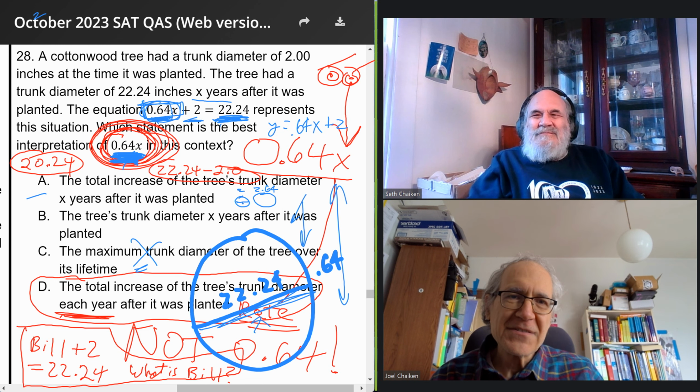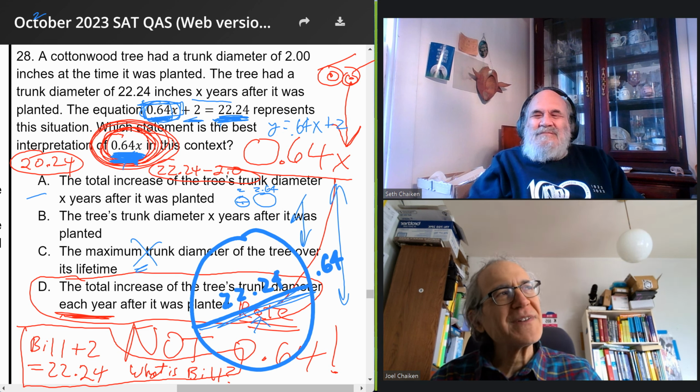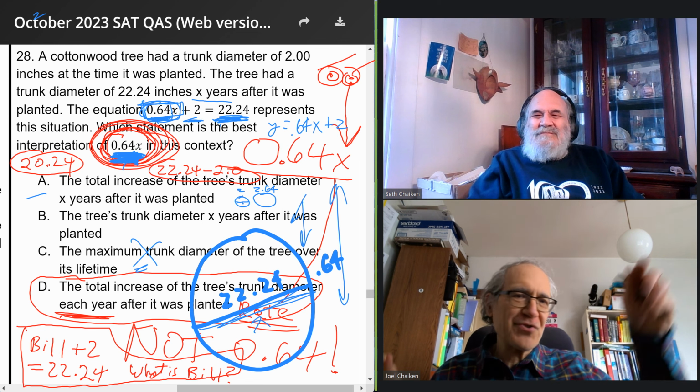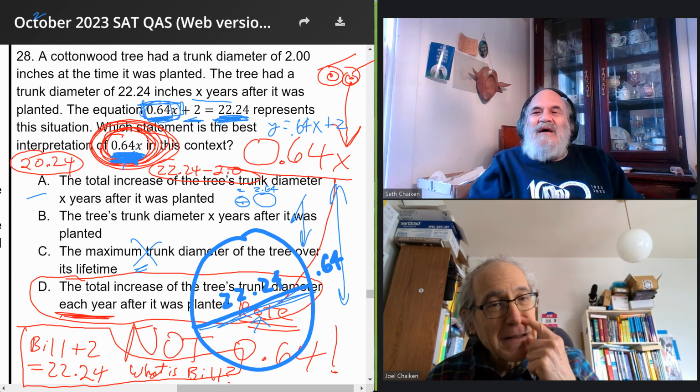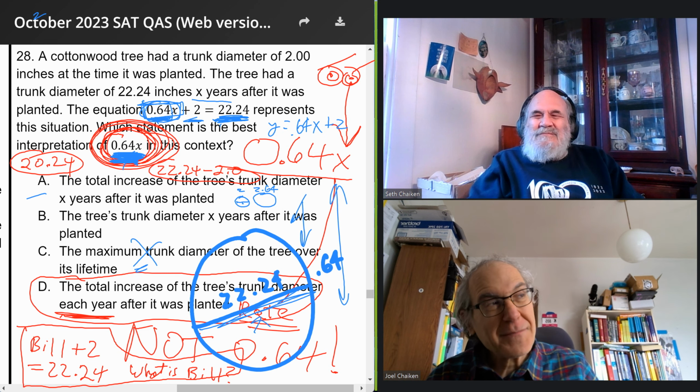Oh, yeah, I see. Even when it's huge, in other words, it's constantly growing, but I see what you mean. If it's huge, let's say 100 feet, 0.64 is just such a tiny percentage. I guess maybe you're right. Yeah, okay.